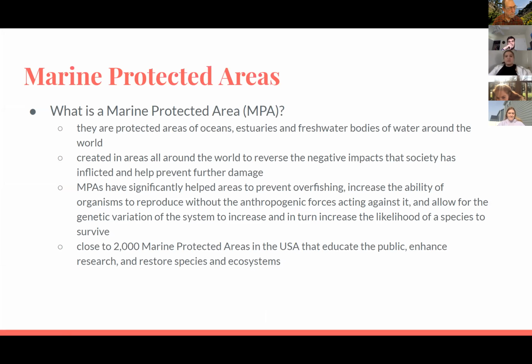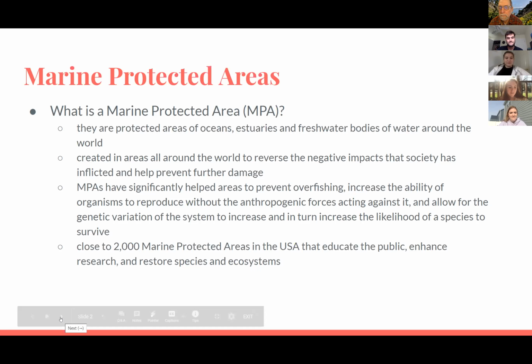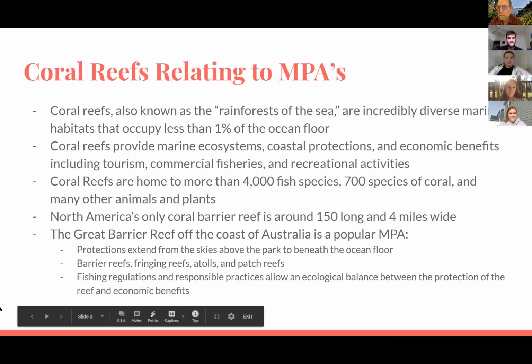MPAs have significantly helped areas to prevent overfishing, increase the ability of organisms to reproduce without any anthropogenic forces acting against it, and allow for genetic variation of the system to increase, and in turn, increase the likelihood of a species to survive. Close to 2,000 marine protected areas in the US educate the public, enhance research, and restore species and ecosystems. Next slide.